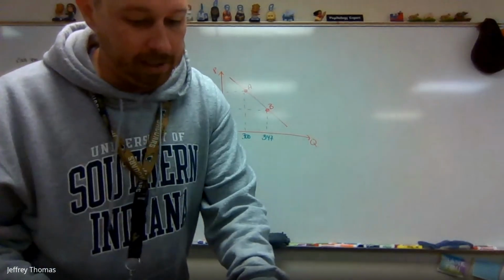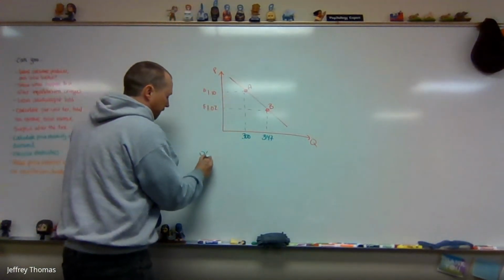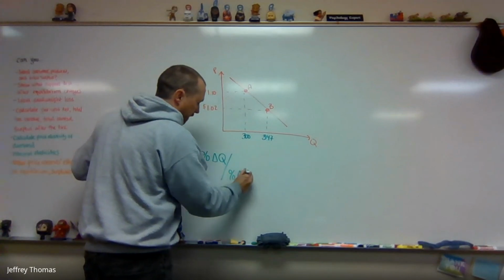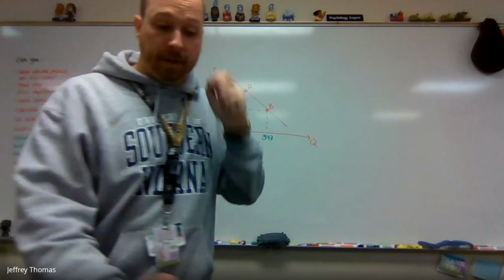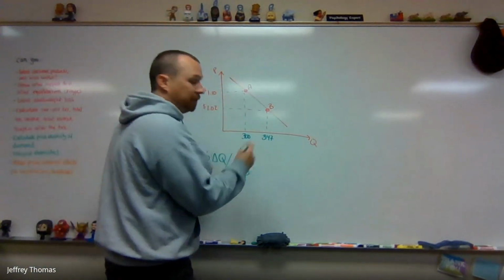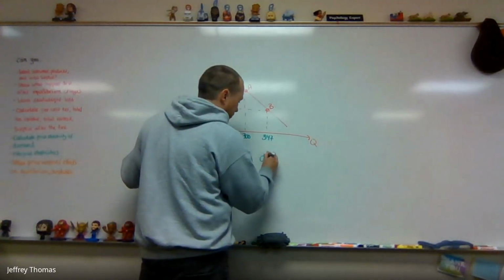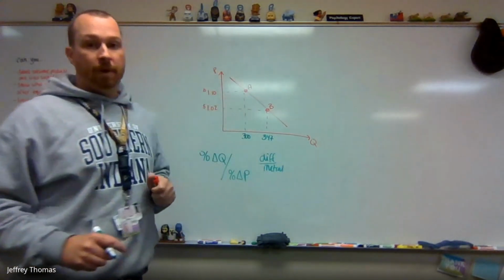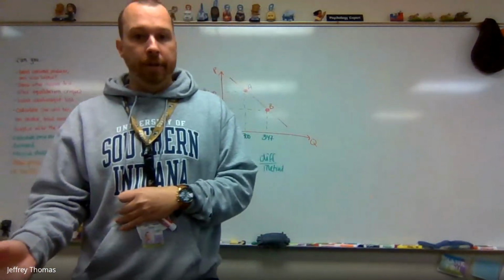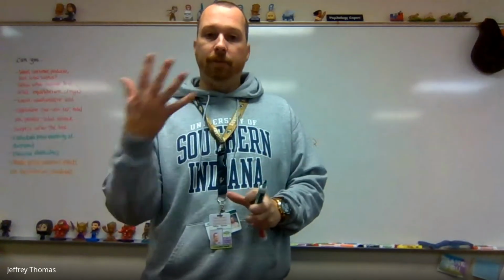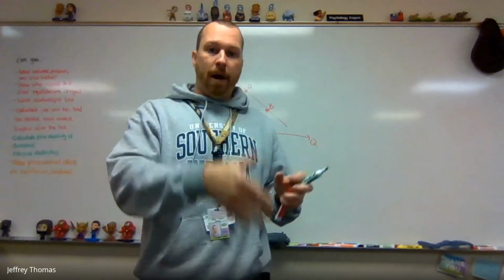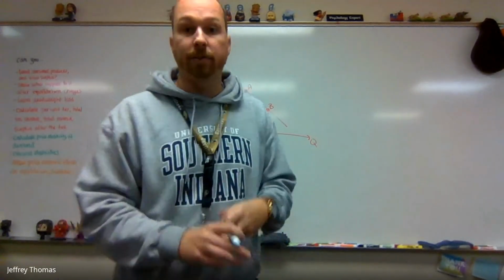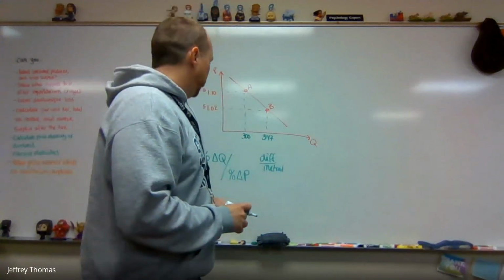To calculate price elasticity of demand, it is percent change in quantity divided by percent change in price. Okay, to calculate percent changes, it's the difference over the initial. That's how you do percent changes, right? If I went from $5 to $10, the difference would be $5. The original price was $5, so I would take $5 over $5, and I have a 100% change in price. Price went up 100%. Okay, so we got to do the same thing here.